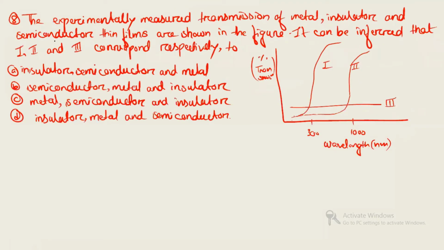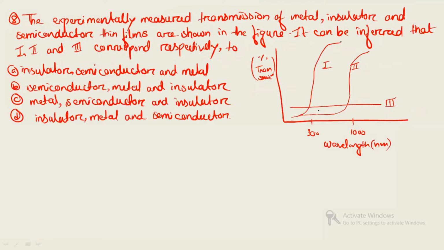Next, let us see the experimentally measured transmission of metal, insulator, and semiconductor thin films shown in the figure. This figure is showing the experimentally measured transmission of metal, insulator, and semiconductor. So it can be inferred that 1, 2, and 3 correspond respectively to what? You will have to tell which curve is for metal, which is for insulator, and which is for semiconductor. This is between wavelength and transmission.